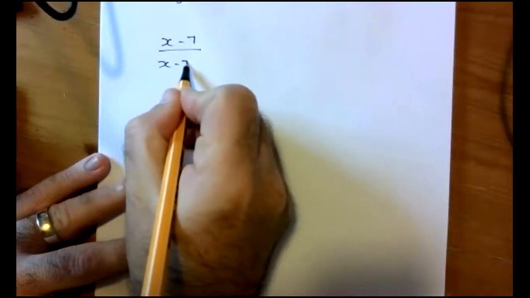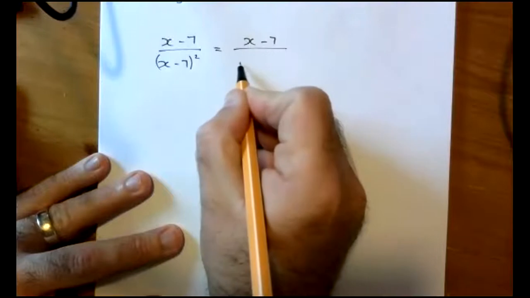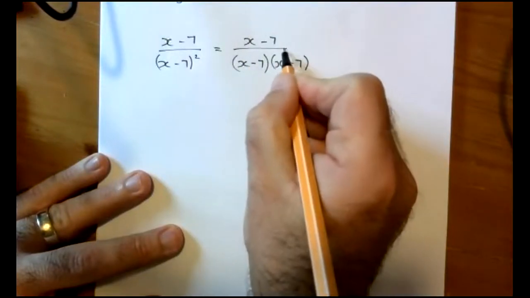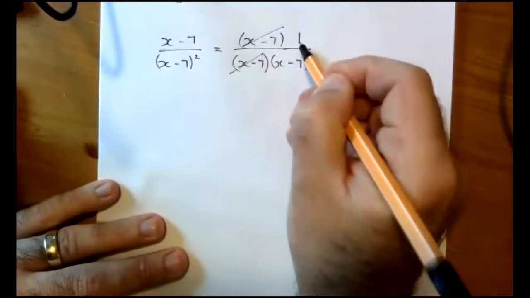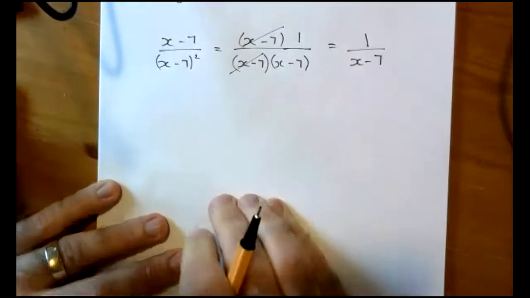So C, let's have a look at C. So C is going to be x minus 7 over x minus 7 squared. This is why I've said write the squared brackets as your double brackets, and this will help you see that I can cancel these out to give me 1 on the top over x minus 7.